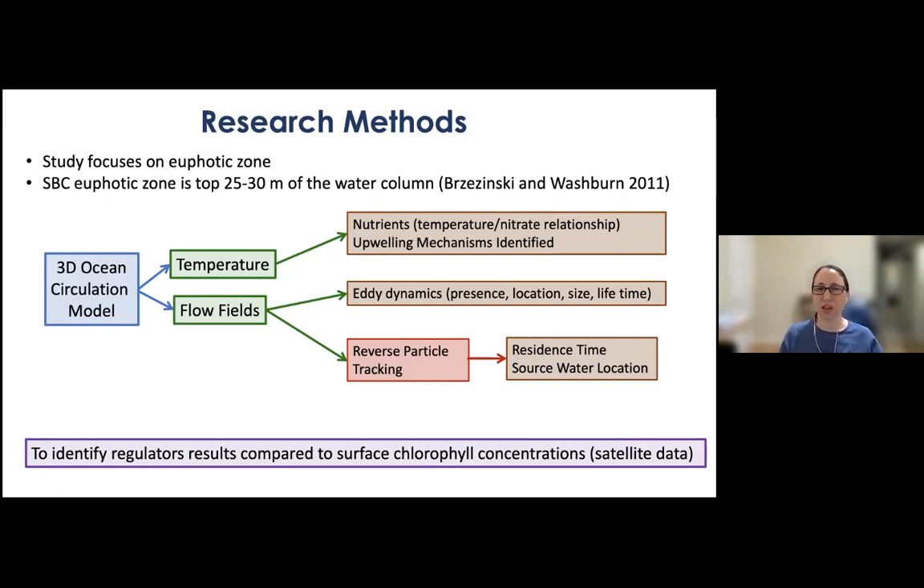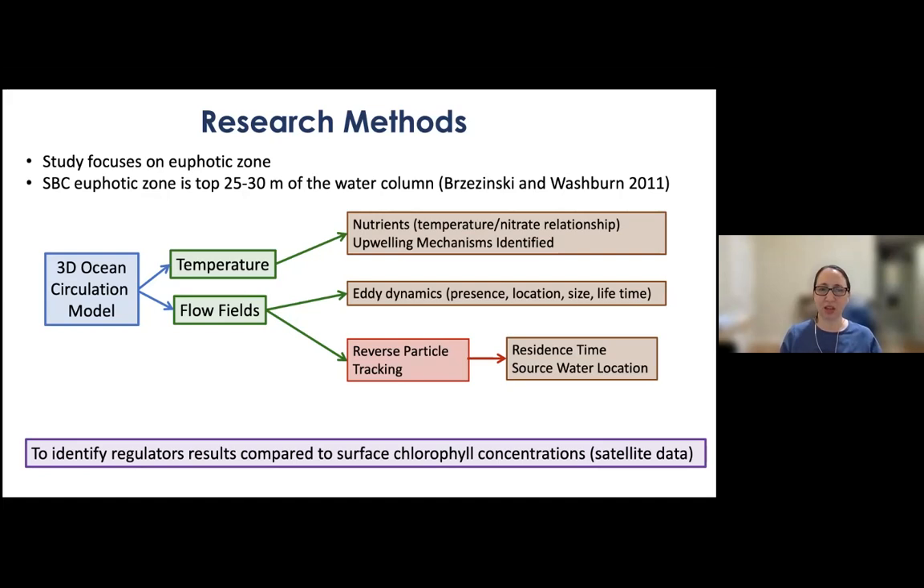The other thing is the flow field. The flow fields are used to identify eddy dynamics for the recirculation that happens in the channel. That can give you presence, location, size, and lifetime, all the things you would want to know about the eddy. The flow fields also force a reverse particle tracking model. This allows us to identify residence times throughout the channel, as well as where the water was originally sourced, whether it was coming from the north or from the south.